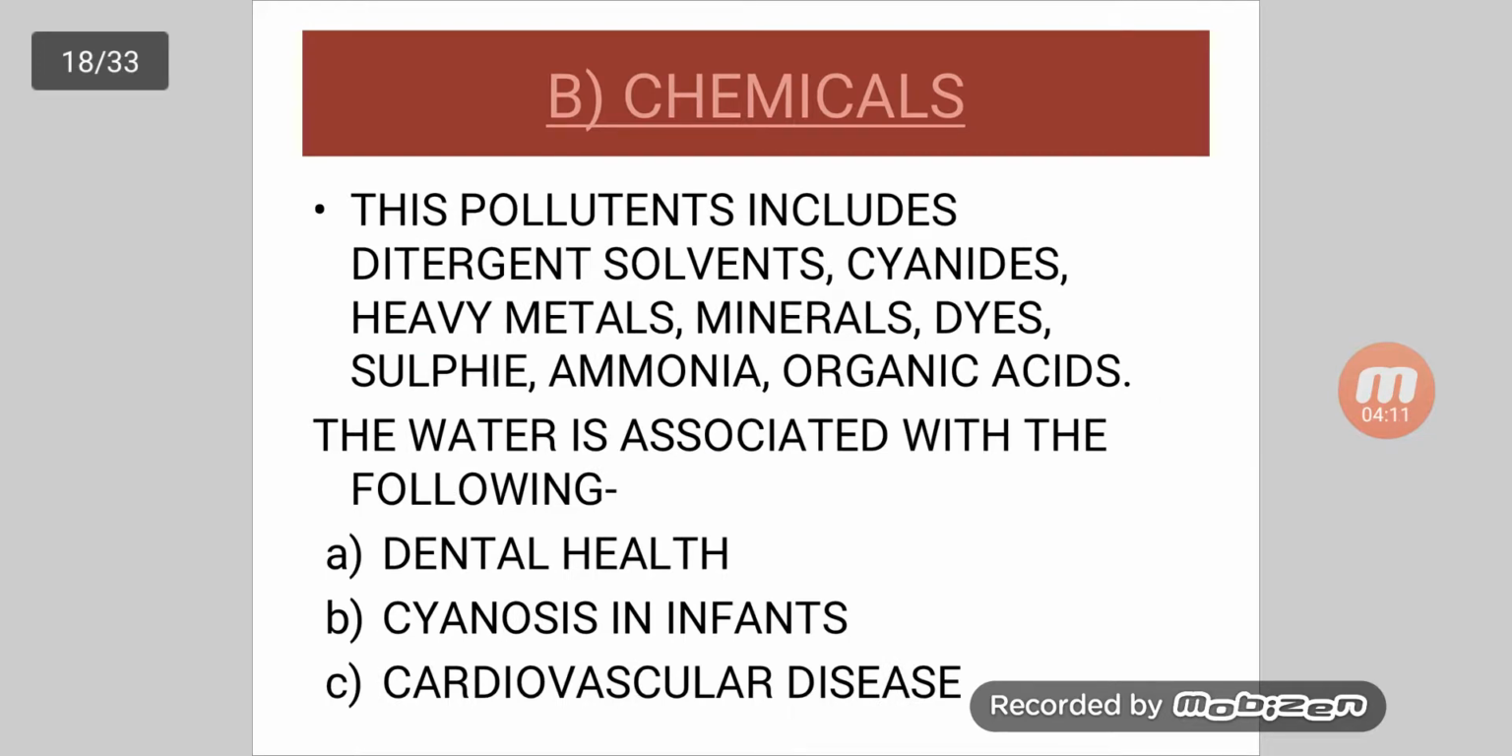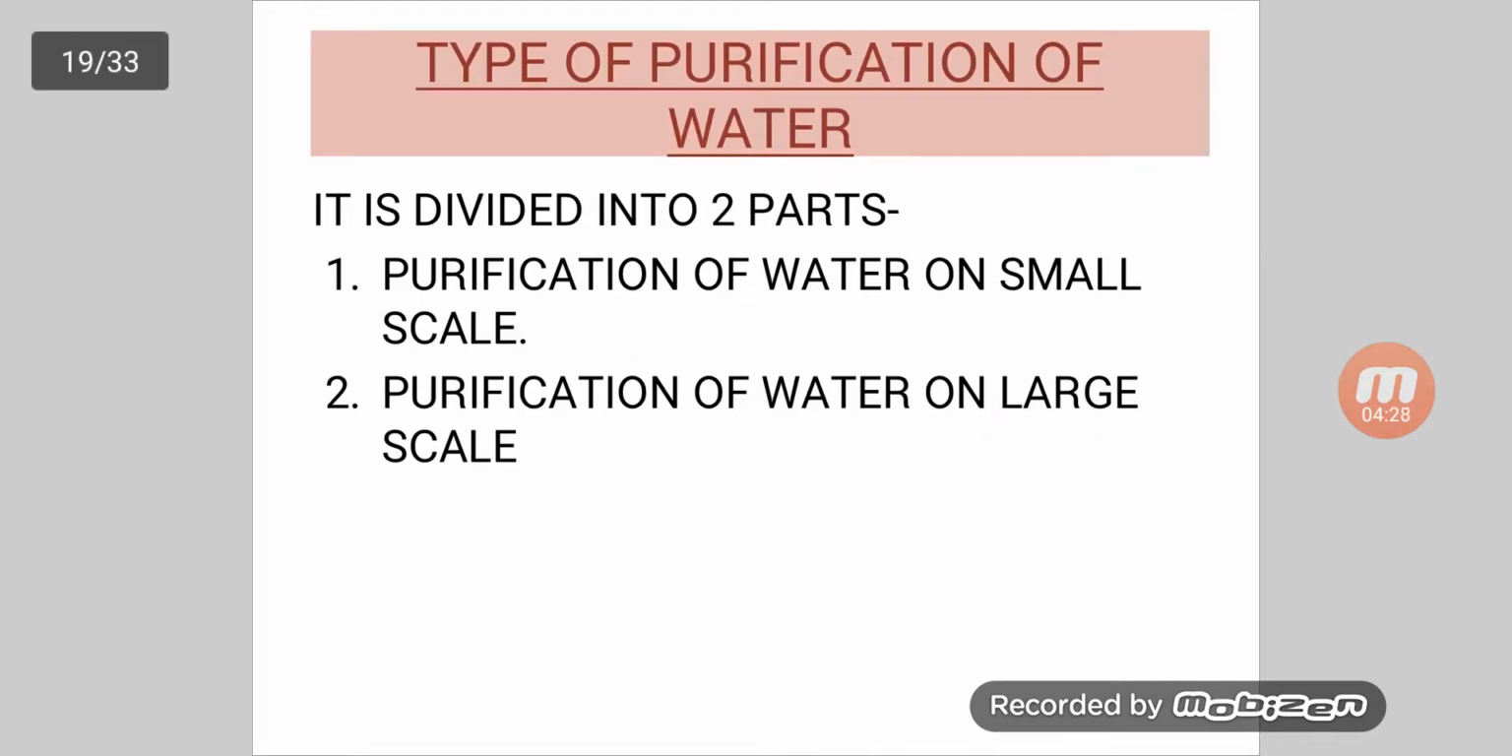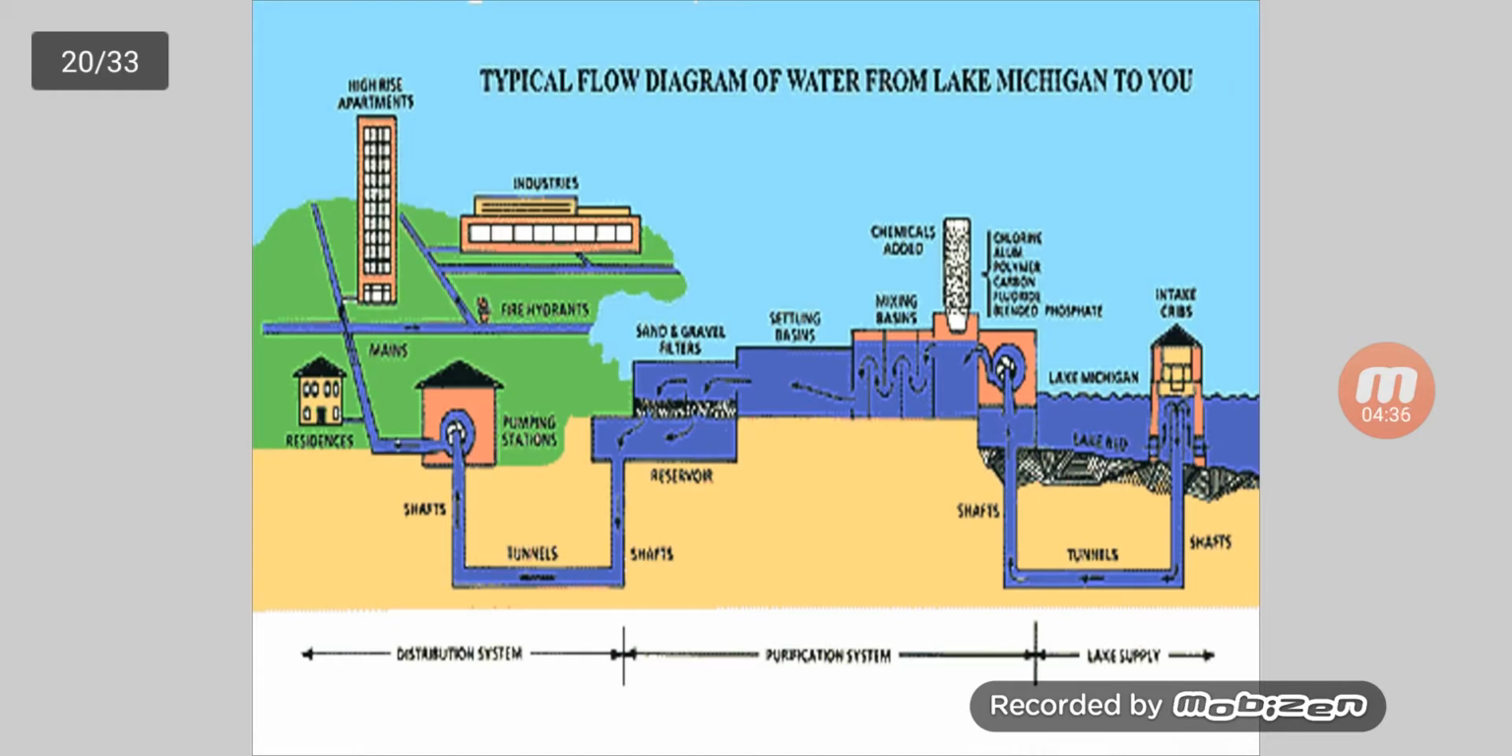Chemicals. These pollutants include detergents, solvents, cyanides, heavy metals, minerals, dyes, sulfide, ammonia, organic acids. The water is associated with the following: dental health, cyanosis in infants, cardiovascular diseases. Types of purification of water. It is divided into two parts: purification of water on small scale, purification of water on large scale. This is a typical flow diagram of water from a lake.